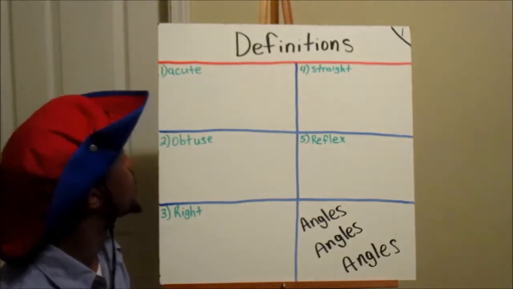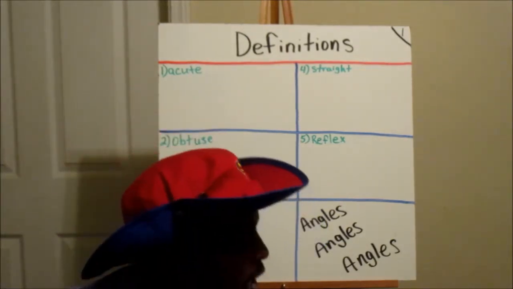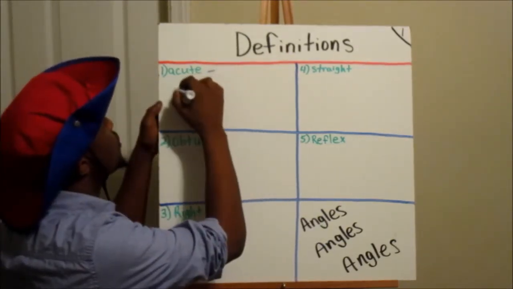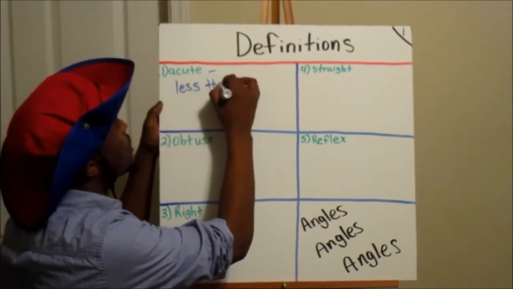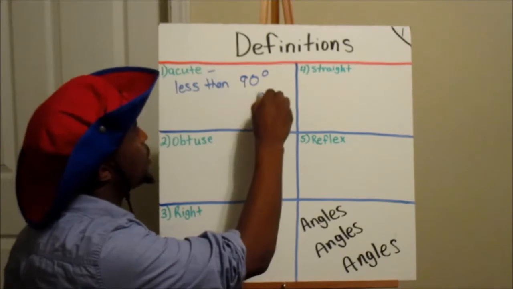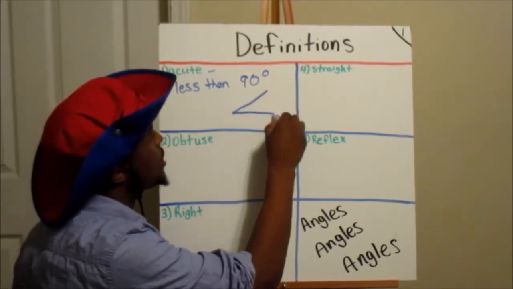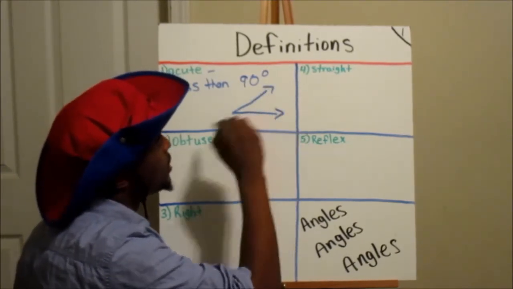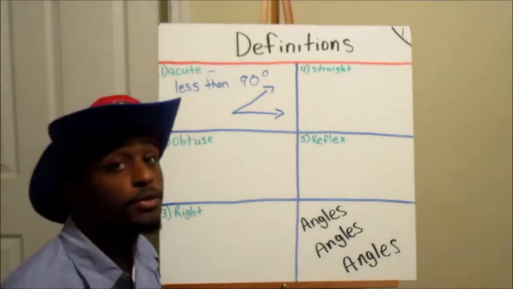Alright, the first one we're going to talk about is an acute angle. An acute angle is just an angle that measures less than 90 degrees. Alright, and I do want you to include a picture of that. So an acute angle, that should be a review from elementary school.